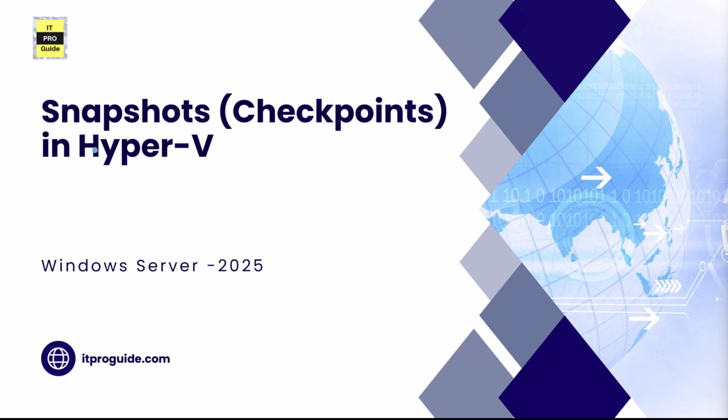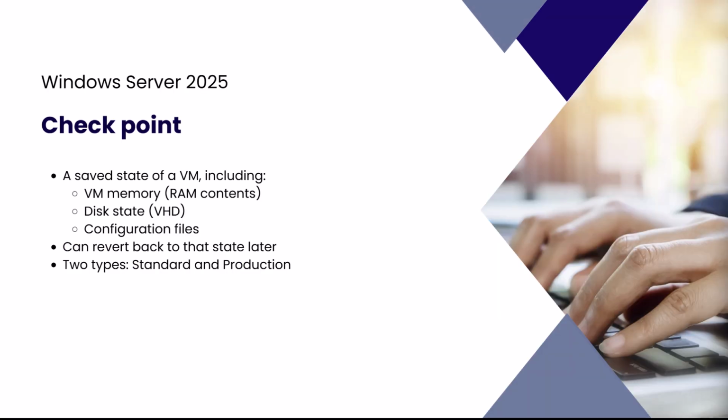In this lesson, we will learn about snapshots or checkpoints in Hyper-V. It is a powerful feature that lets you capture the exact state of a virtual machine at any point. So a checkpoint is like a snapshot of a virtual machine. It captures everything: memory, disk state, and configuration. That is what you need to return to that point later, right?